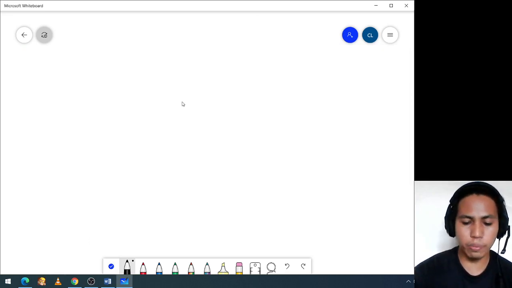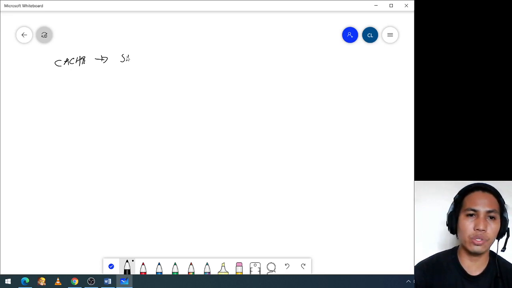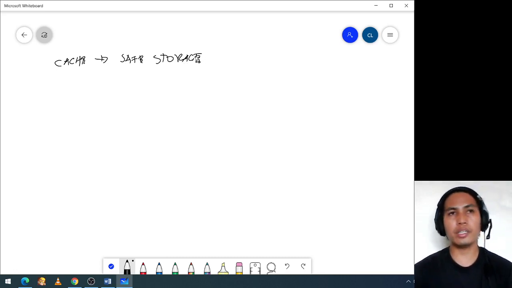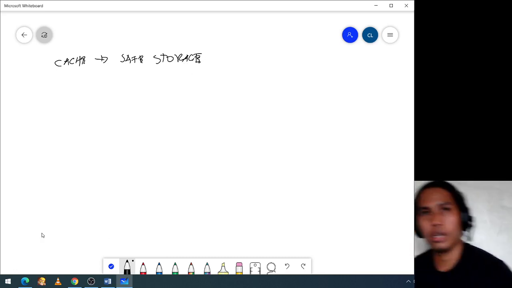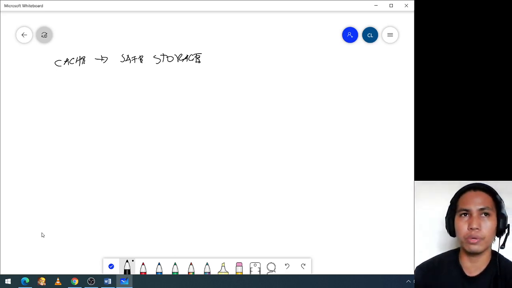But for now, let's focus on cache. The term cache refers to safe storage po natin. Kumbaga, safe storage. Imagine, napansin nyo siguro yung mga laptop nyo or mga computer po ninyo, the first time you open a file, medyo matagal mag-open.